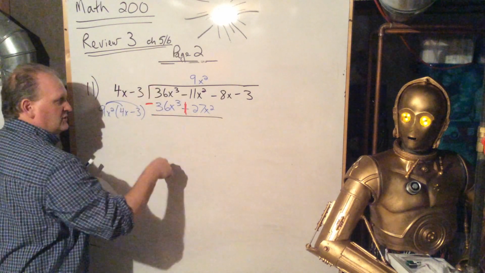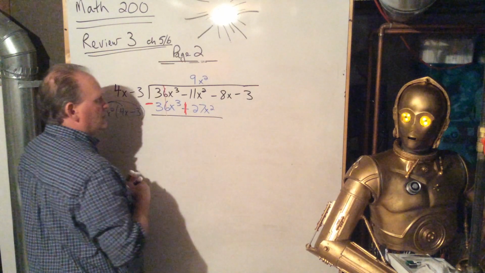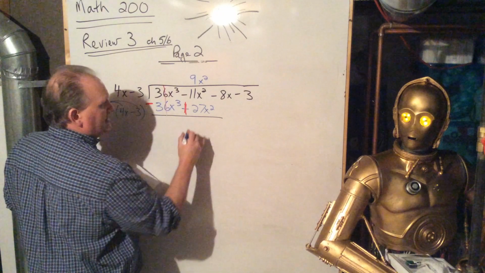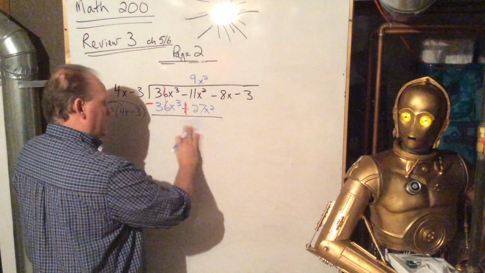So now, the first term should always cancel away. If that didn't cancel away, you did something wrong. Negative 11 plus 27 is positive 16. Oops, wait, I wanted that to be in black though.